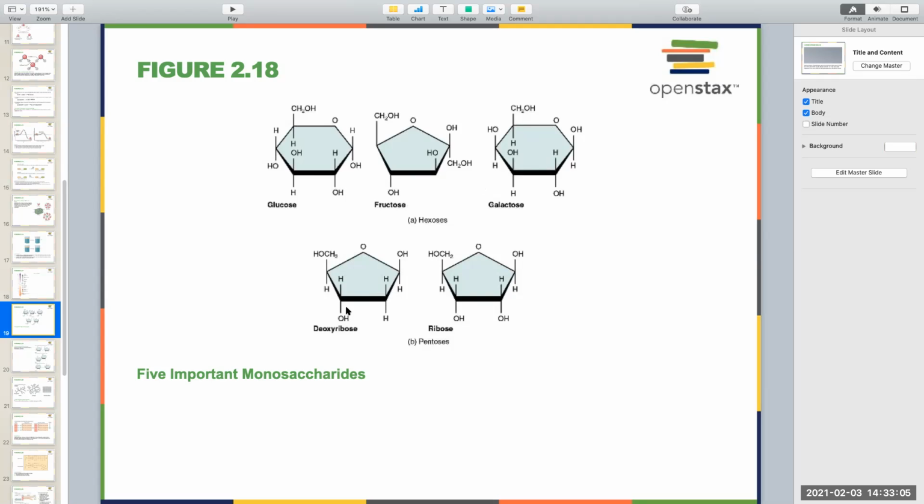Okay, down here we see deoxyribose and ribose. These are also sugars, and these sugars are found in DNA, in nucleic acids. So deoxyribose is found in DNA. DNA stands for deoxyribonucleic acid, and RNA stands for ribonucleic acid. So these are the sugars that are attached to the nucleic acids that form those.